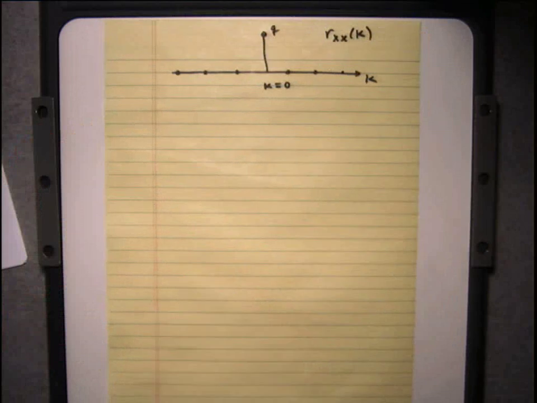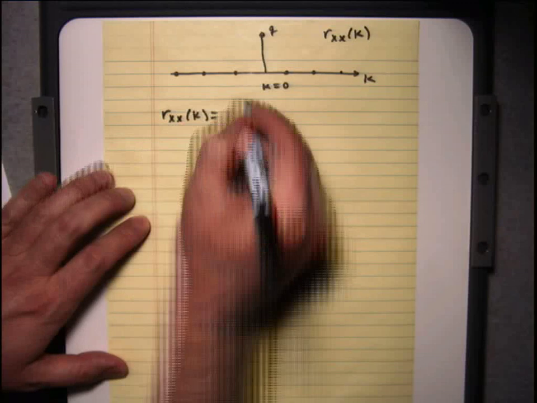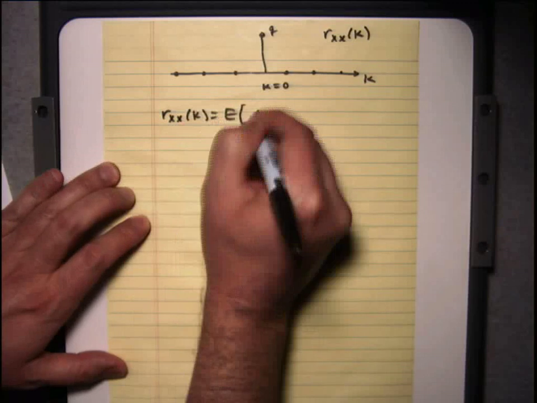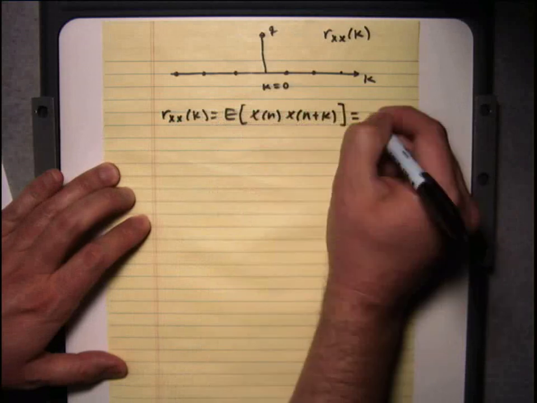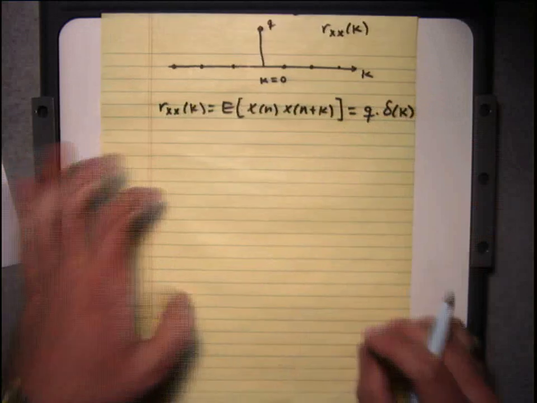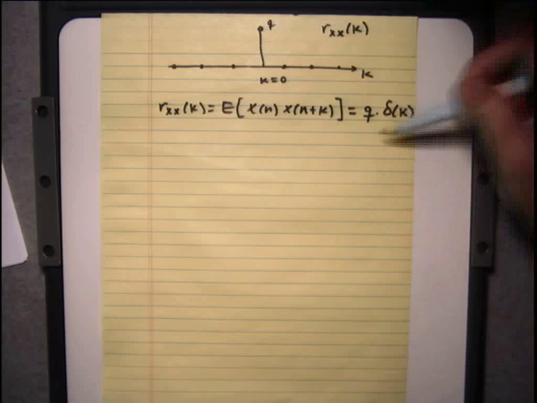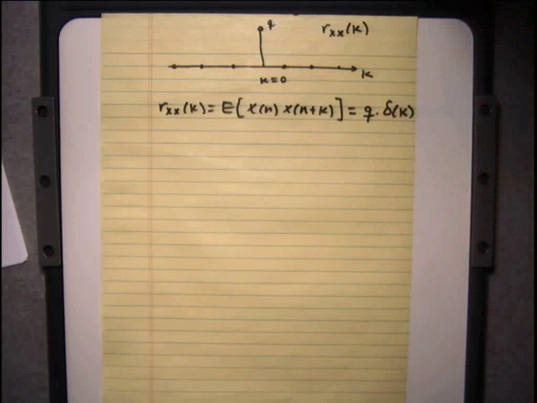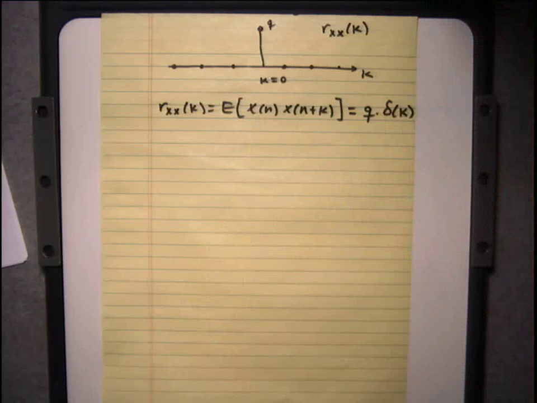So what does this mean? This means Rxx of k, which is the expected value of x of n times x of n plus k, is some q times delta of k, right? That's just another way to write it. This delta function is 1 at 0 and it's 0 everywhere else. So what does it mean? It means that all the values of x are uncorrelated with each other. Right? That is the definition of white noise.